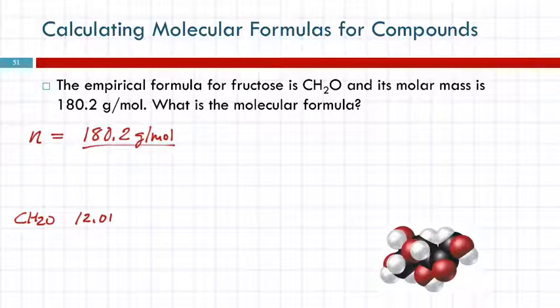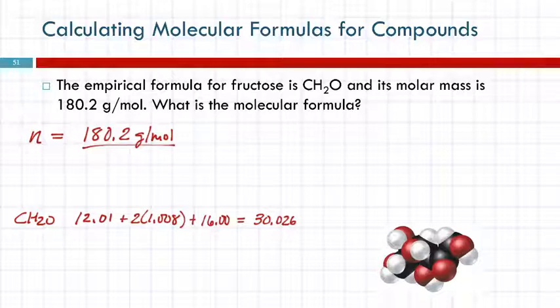There's 1 carbon in there and 2 hydrogens and an oxygen. 30.026 is what my calculator is saying. And I can say that that's grams per mole. 1 mole weighs 30.026 grams. There's 30.026 grams for every 1 mole.